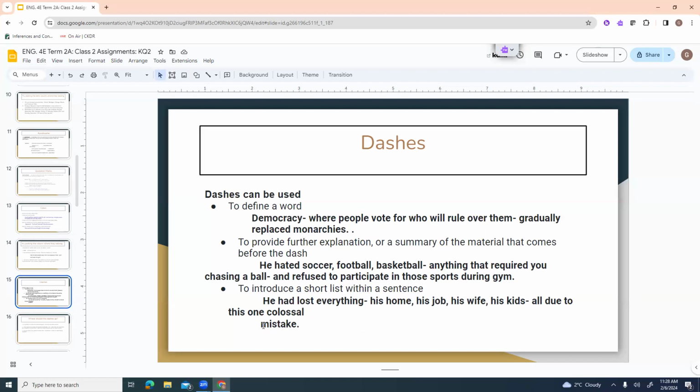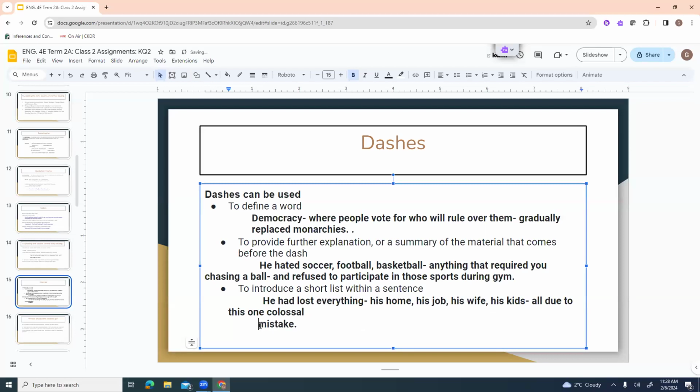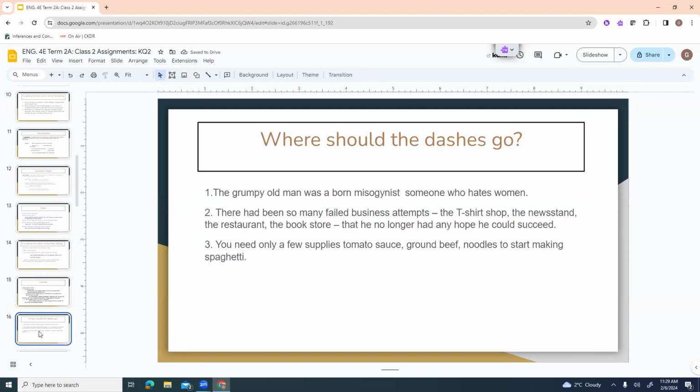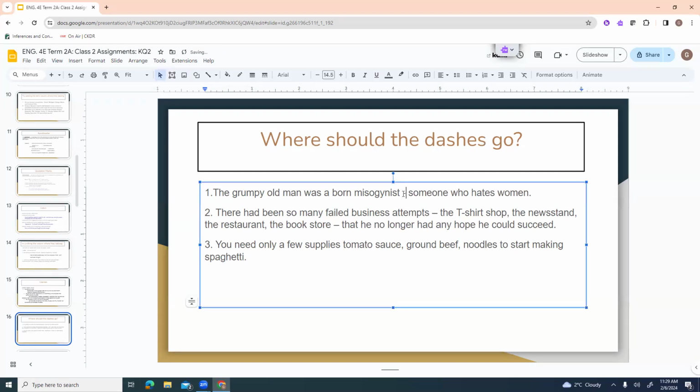Again, I feel like this isn't seen that often, or at least I haven't seen it recently, but it does show up, and so you should know how to do it. Okay, where should the dashes go? The grumpy old man was a born misogynist, someone who hates women. Okay, so what does misogynist mean? It means someone who hates women. So they're giving you the definition here.